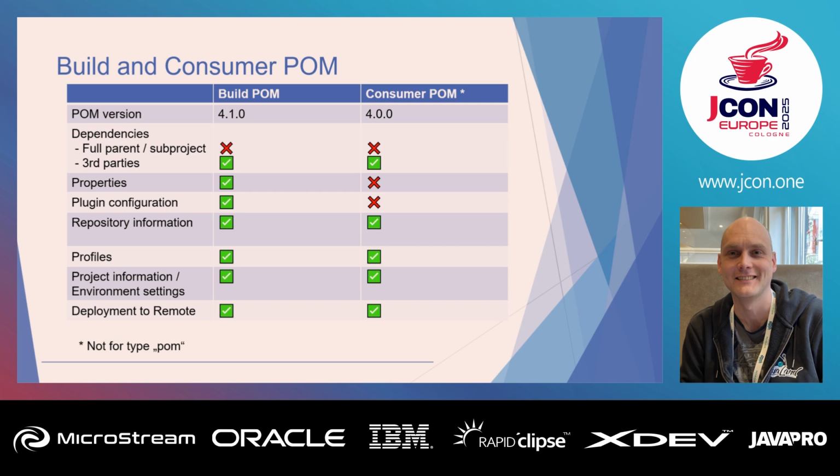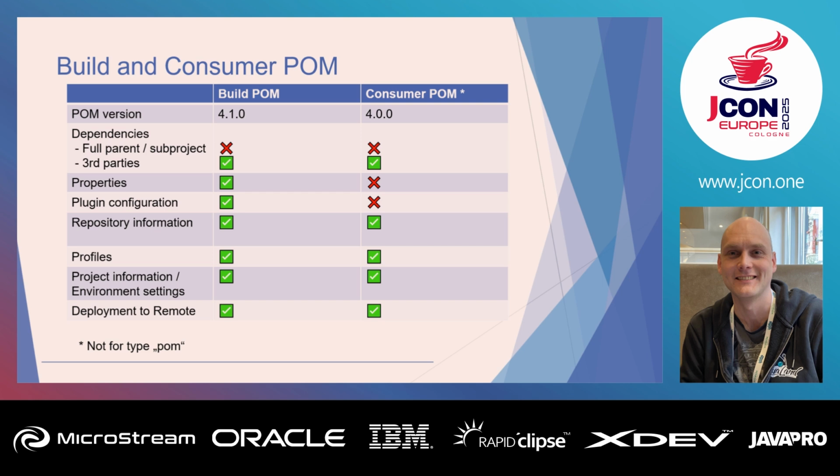Then the build POM will obviously include the properties you define for your build and your build plugins. They are not needed in the consumer POM, but which is in both POMs are the repository information, the profiles, and whatever. This might change in some, as you can think that some of the information might not be needed by the consumer, but that's the state of it. And as of now, both get deployed to Maven Central. That might also change in the future, that the build POM might not get deployed. There are reasons to do this, but on the other side, there are reasons to not do it.